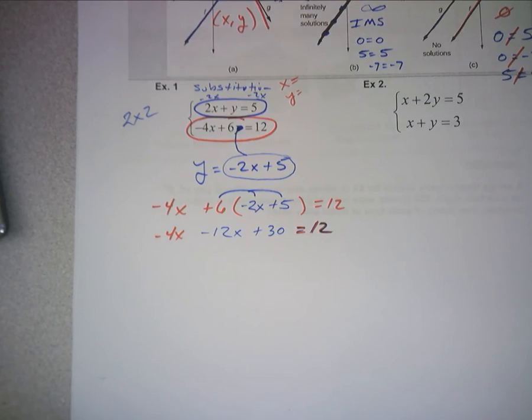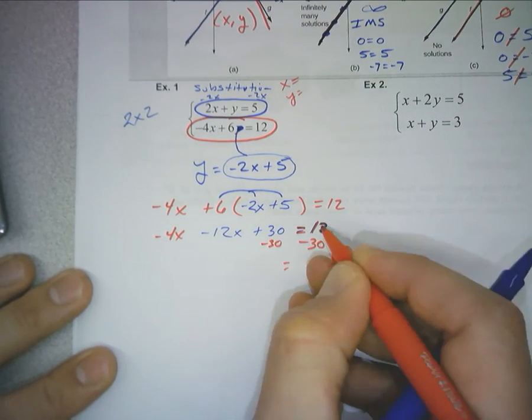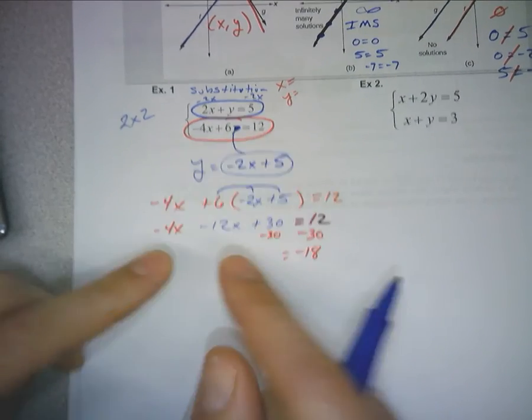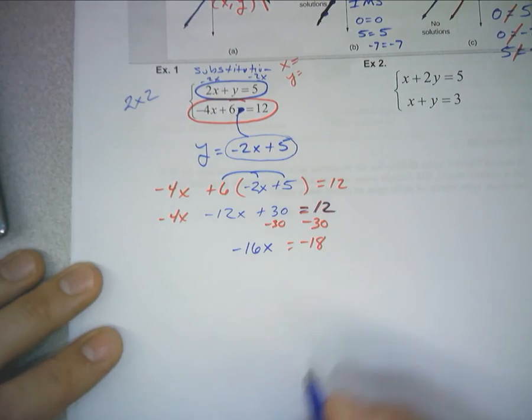From there, combine your like terms, and I would move this 30 over, use subtraction. So 12 minus 30 we know is the negative 18. And then combine these. When they're on the same side, put them together. Negative 4x minus 12x is negative 16x.